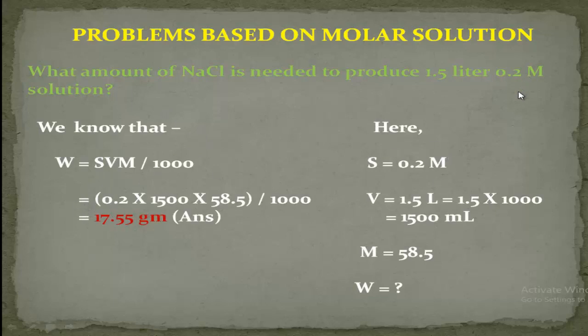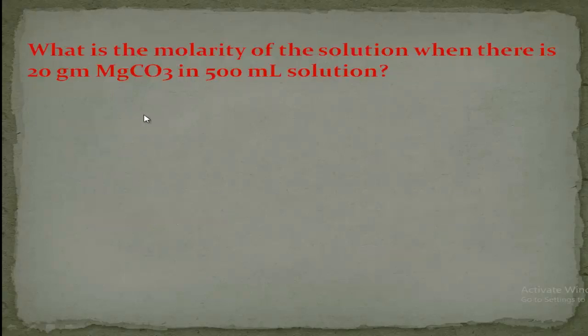We can easily solve the problem this way. Concentration is 0.2 molar, volume is 1.5 liter, but you have to put the value of V in milliliter, so convert it into milliliter by multiplying with 1000. Molecular mass of sodium chloride is 58.5, so by calculation you can get the result: 17.55 gram is the amount of sodium chloride salt. Now follow the next problem.